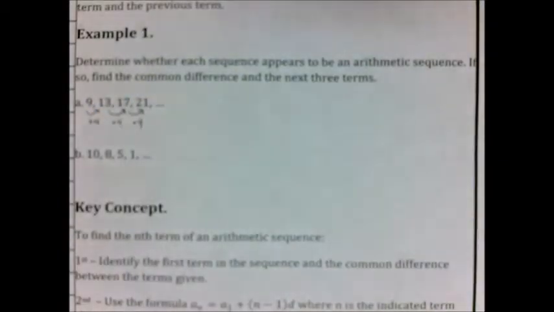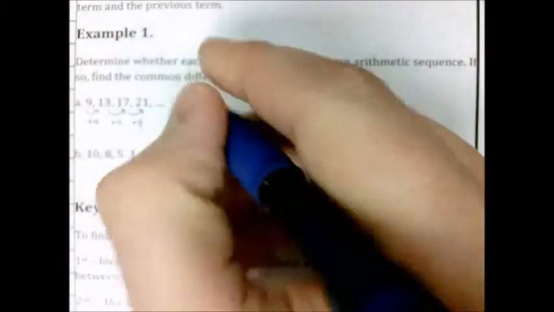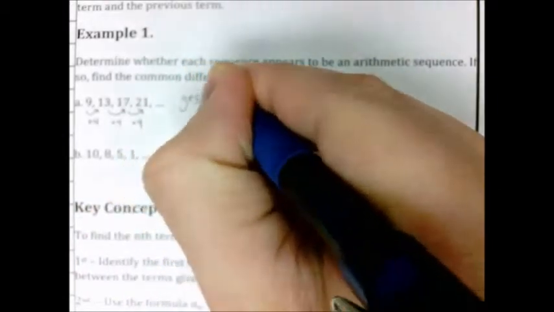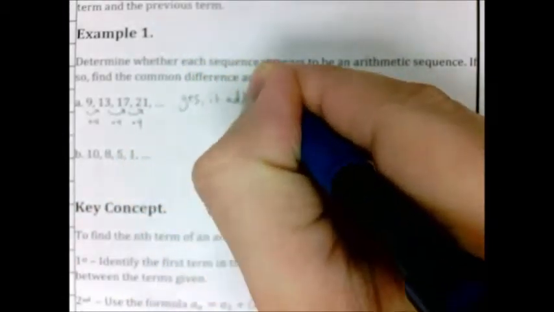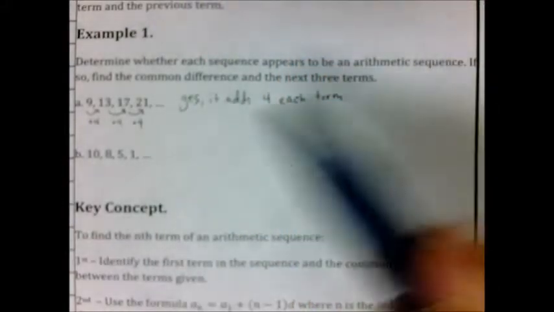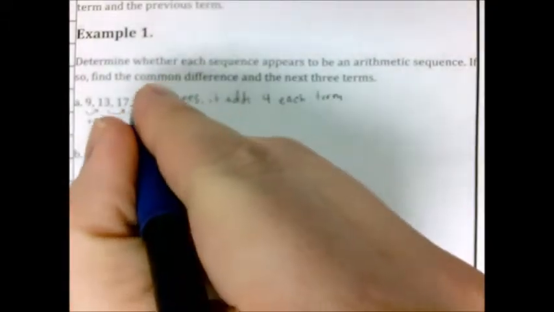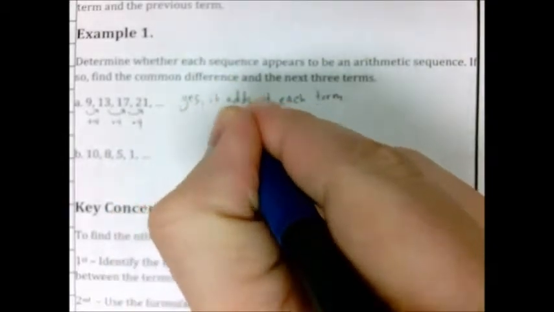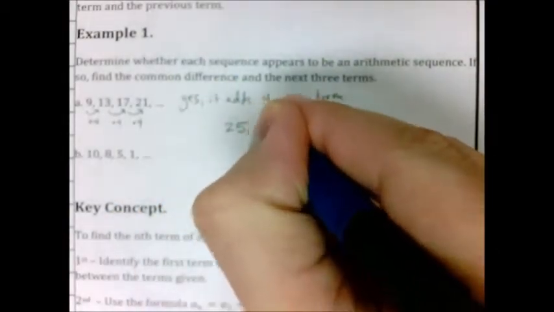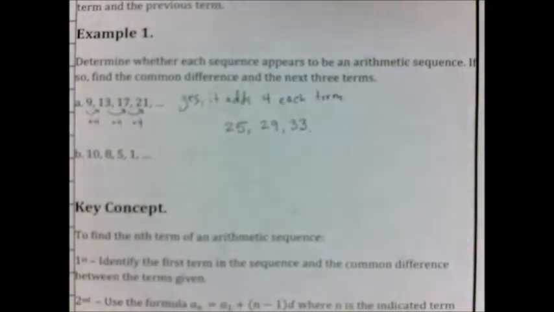Because there is a common difference, that means yes, this is an arithmetic sequence, because it adds 4 each time. Now, it said that if we find a common difference, we need to find the next three terms. So if we add 4 to 21, it would be 25. Add 4 to 25 would be 29. And finally, add 4 to 29 would be 33. That's how you answer those types of problems.